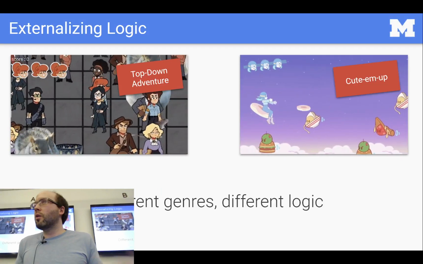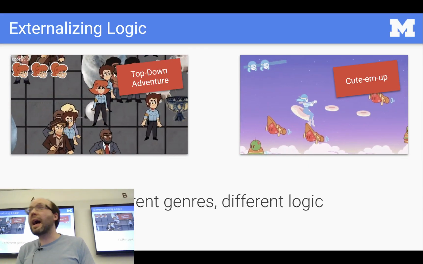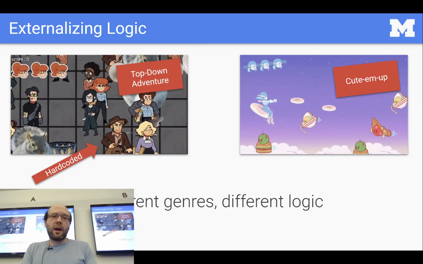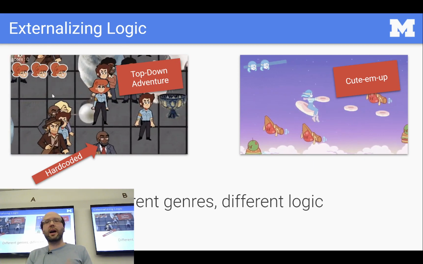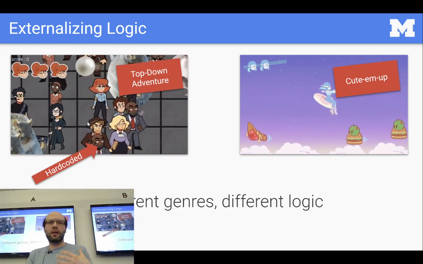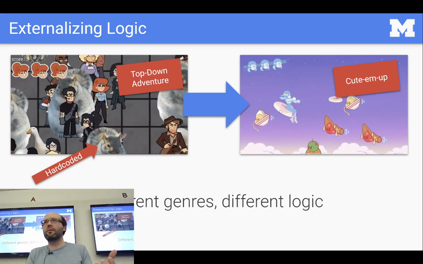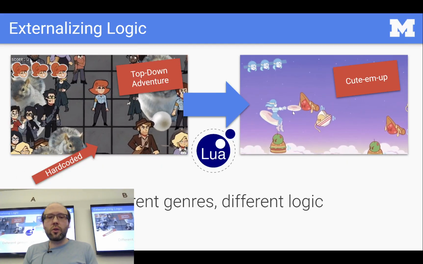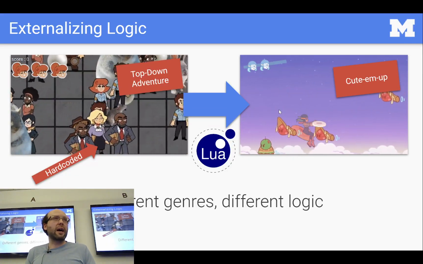So we have different genres up here on the screen right now. We have very different logic that means. However, over here in homework 6, we are hard-coded. This is the only kind of game that you can make in this engine. It's not really a game engine. It's an adventure engine. Now, this week, we're going to be using Lua to externalize our logic.